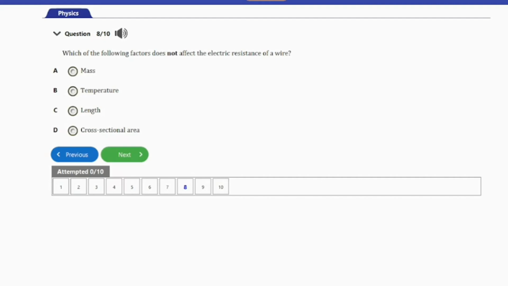So temperature, length, and cross-sectional area are factors that can affect the resistance of a wire, but guys, the mass of the wire is not a factor that affects the resistance of the wire, and as such, option A is the answer to this question. So that's it for that question. Let's go ahead and consider the next question, guys. So that's question number 9 here.